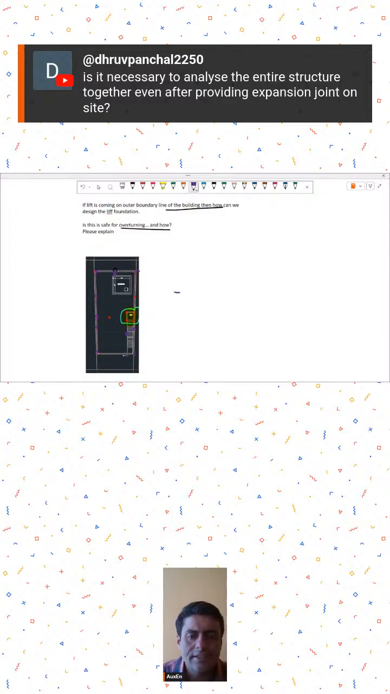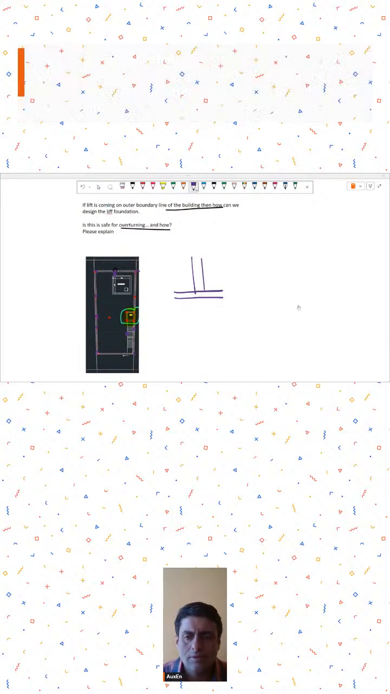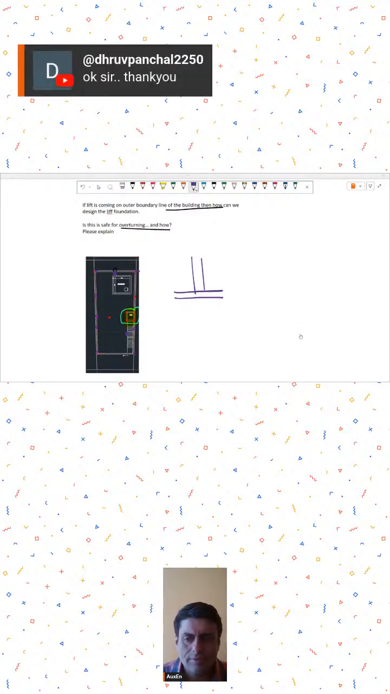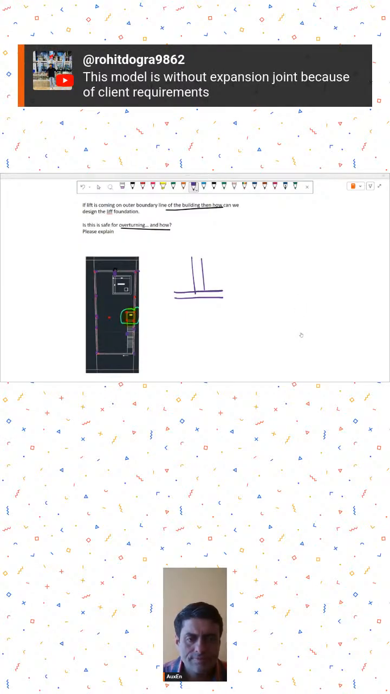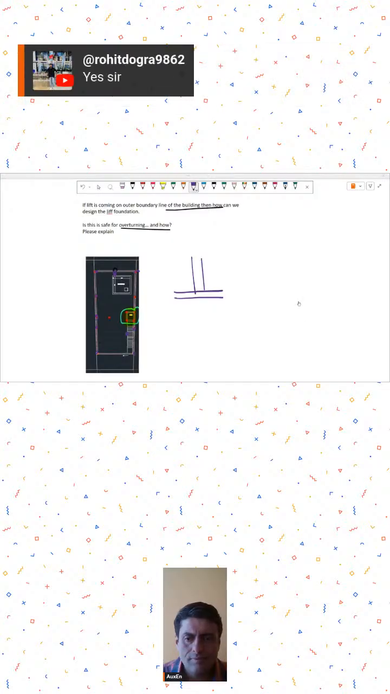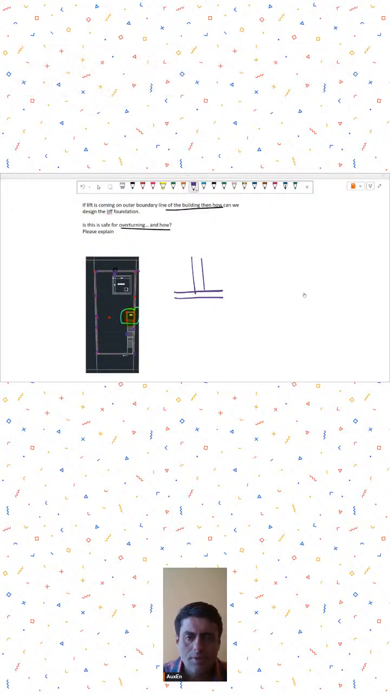So in this case, let's say your general footings will be at this level. This is the raft slab you have provided. That is not very clear to me, whether this is a raft or not. Assuming this is a raft, let's say. So for the lift, what will happen? Let's try to draw a section over here.